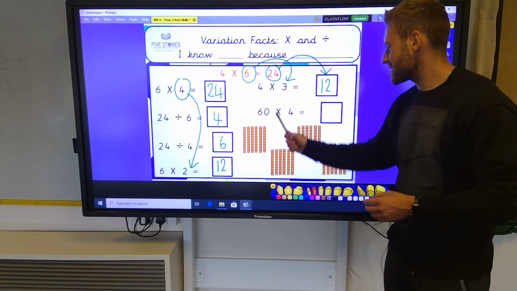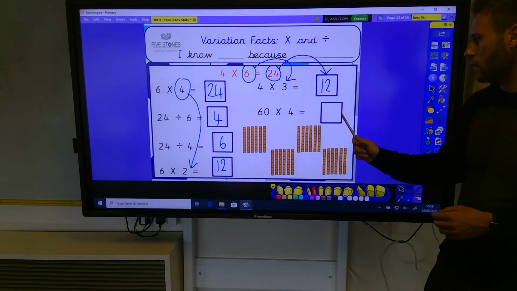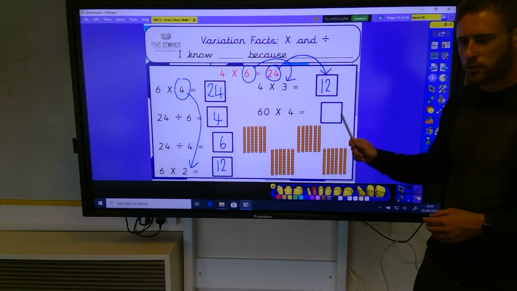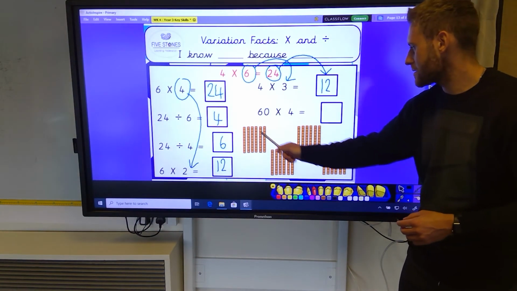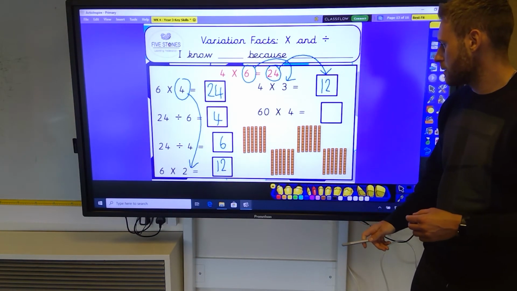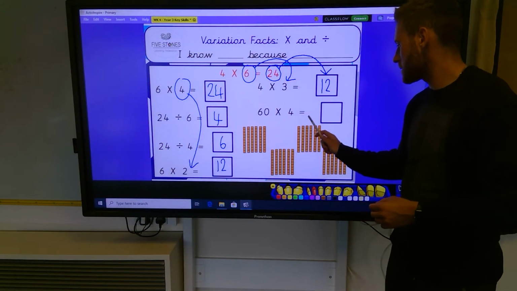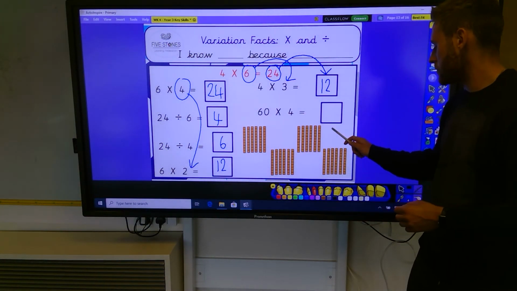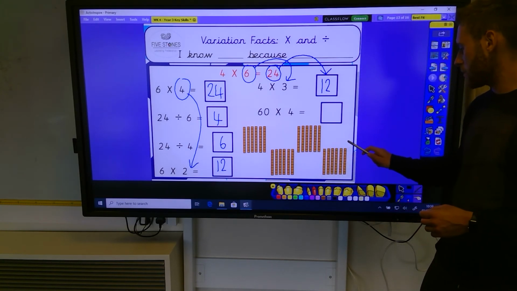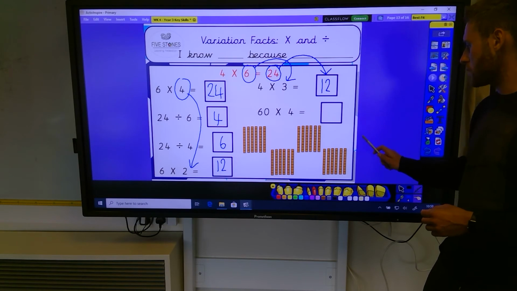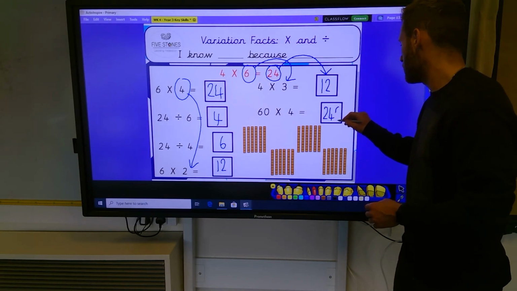So now we've got 60 times 4. I know 60 times 4 is basically 6 times 4, but it's 6 tens times 4. So let's have a look at my 6 tens. 1, 2, 3, 4, 5, 6. How many tens have I got? 1, 2, 3, 4, 5, 6, 7, 8, 9, 10, 11, 12, 13, 14, 15, 16, 17, 18, 19, 20, 21, 22, 23, 24 tens. 24 tens.